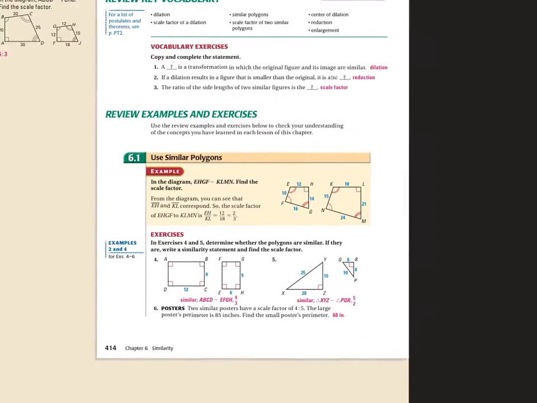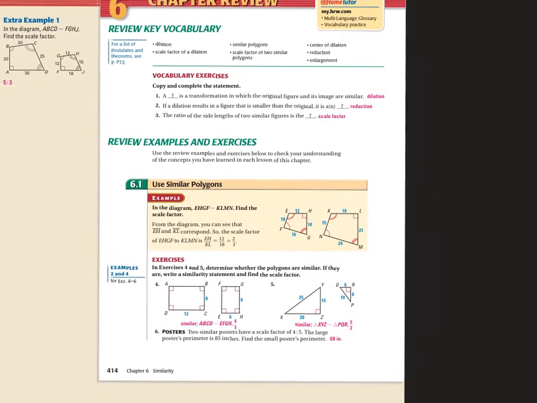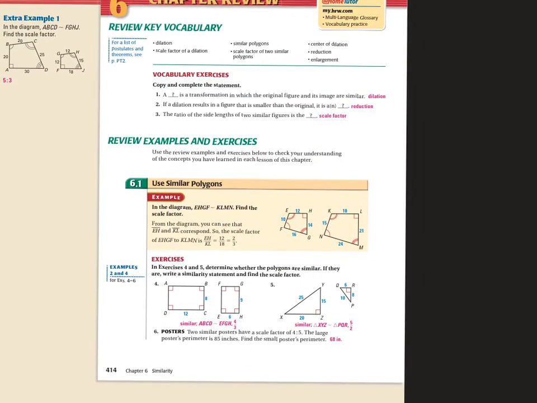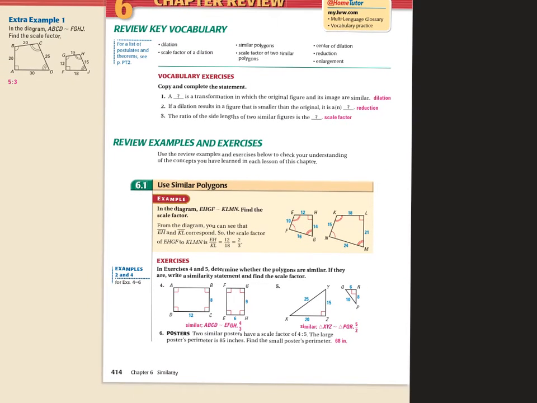All right, let's start with 6-1. First, the vocab at the beginning, that's from 6-2, the first one. So don't worry about 1 and 2. But 3 is the ratio of the side lengths is scale factor. Obviously, you need to know that.